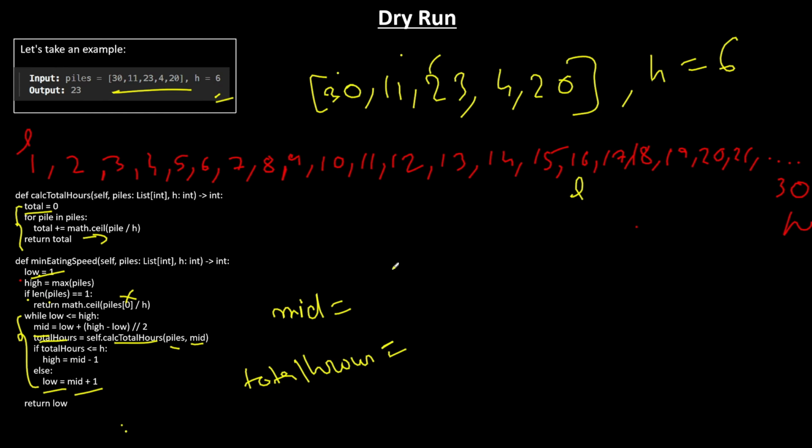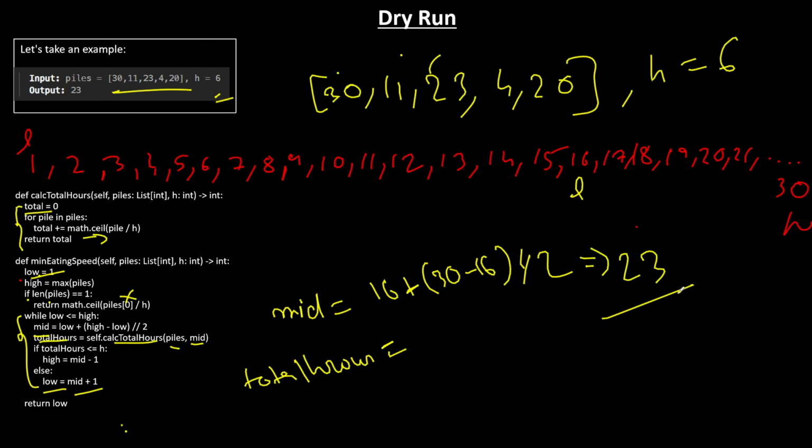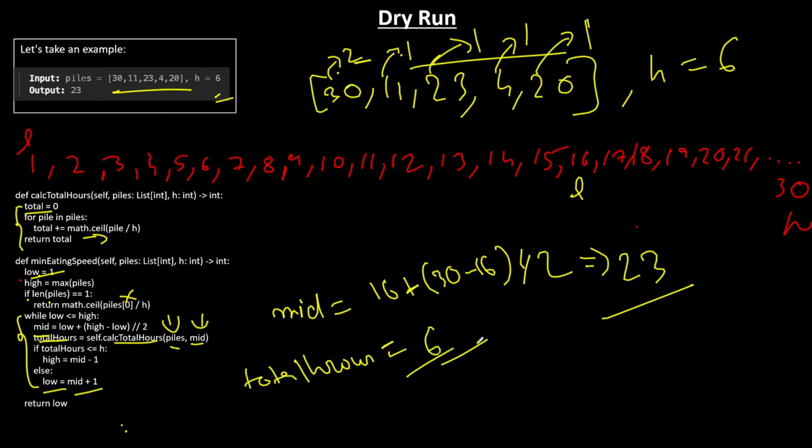If we calculate the mid value, it will be 16 plus 30 minus 16 divided by 2, which gives me 23. Correct? So we pass this 23 here again, and the piles value also. So 30 divided by 23 is 2, this is 1, 23 divided by 23 is 1, this will be 1, and 20 divided by 23 is also 1. If we add it up, it is 4 plus 2, 6. So total hours is 6 right now, and it is equal to the h. So what do you do?